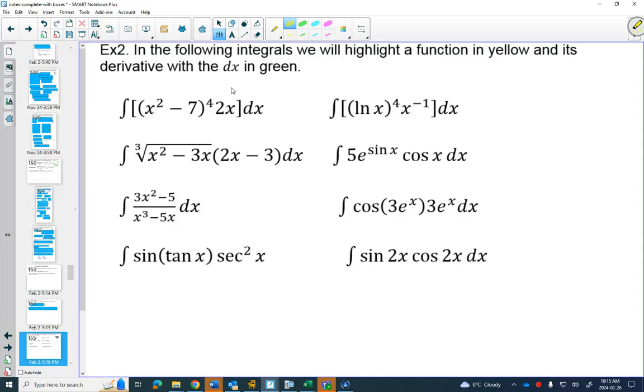So, for the chain rule and derivatives, all you had to have was a function inside of another function. Working backwards for integration by substitution, we have to recognize a function inside of a function, and its derivative has to appear. So in this case, what I'm going to do in the first one is I'm going to notice that the x squared minus 7 is a function inside the power of 4. And I'm also going to notice that the derivative of the yellow appears in the question as well.